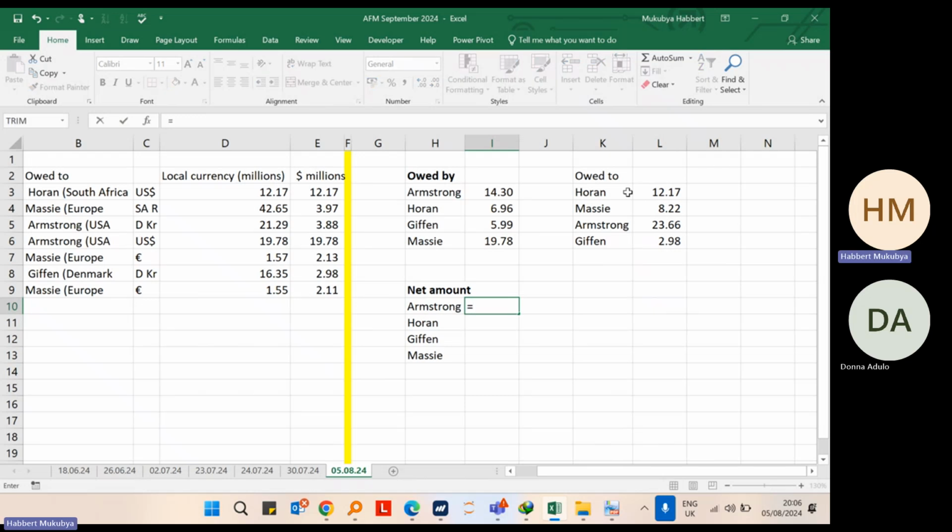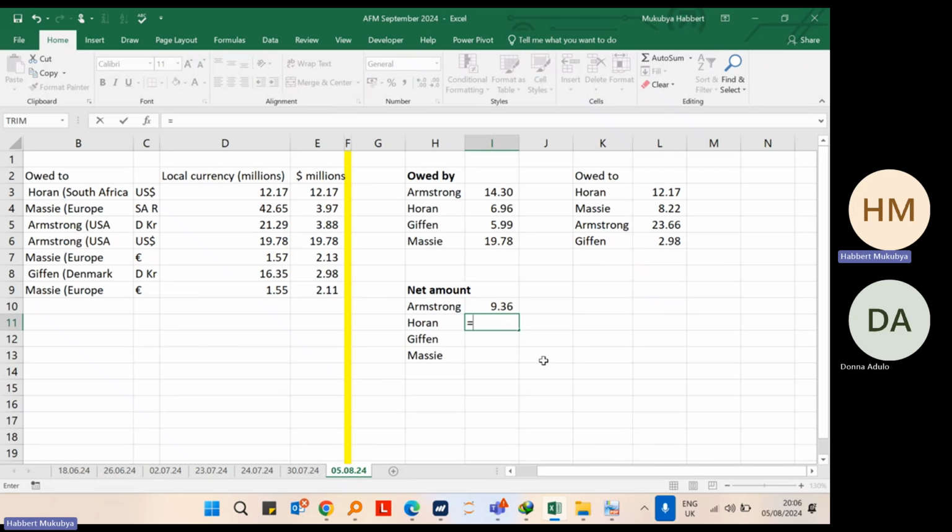So if I'm getting 23.66 minus 14.3, Armstrong is in a position of 9.36. That's what Armstrong will be. That will be the net for Armstrong, right? So, yeah, a net receivable in this case.